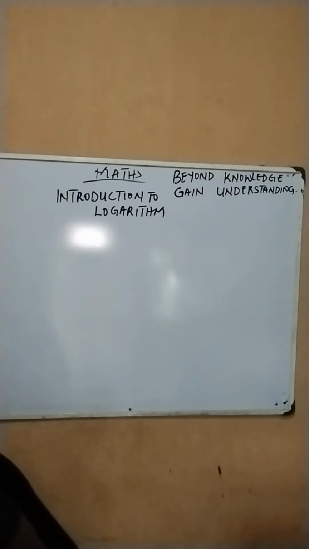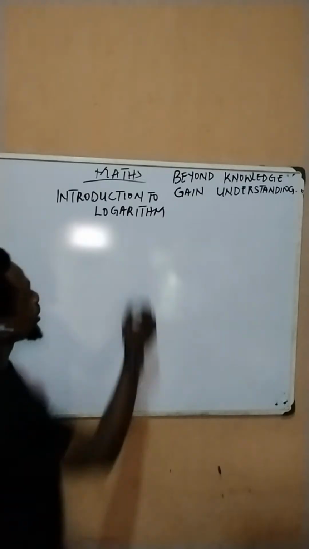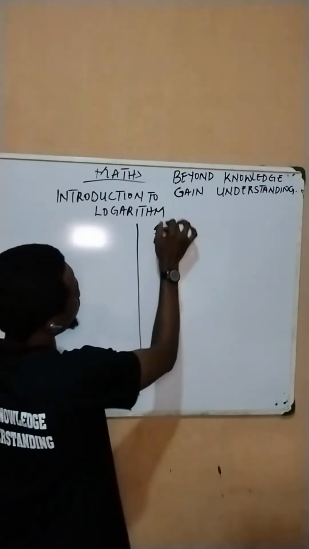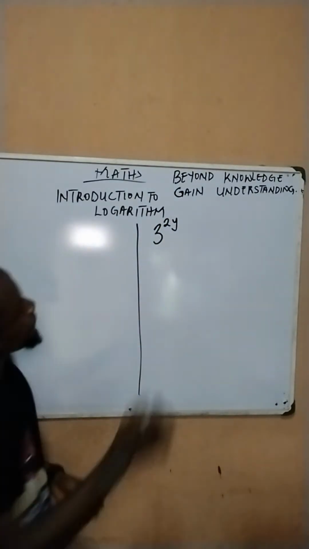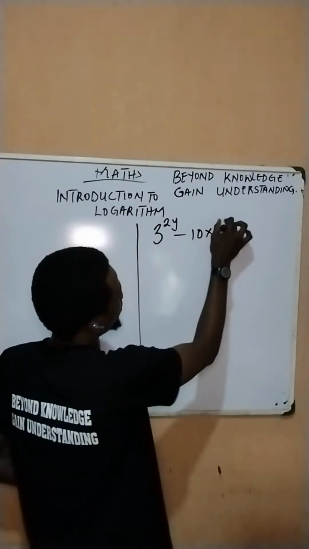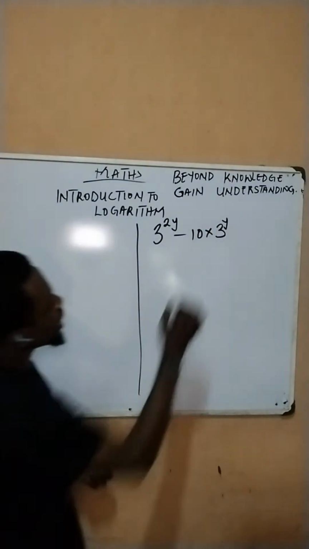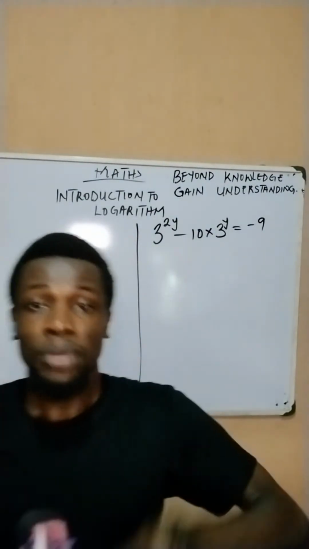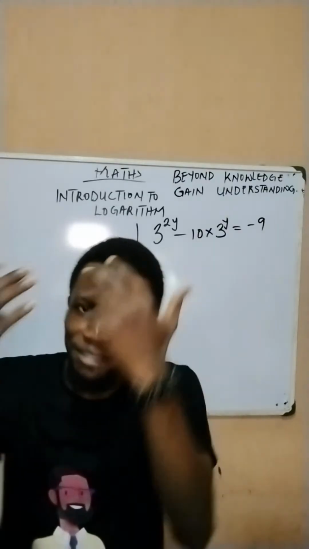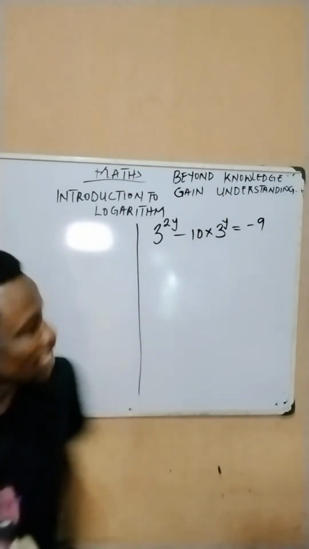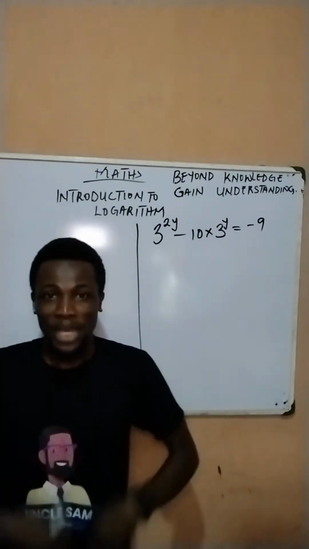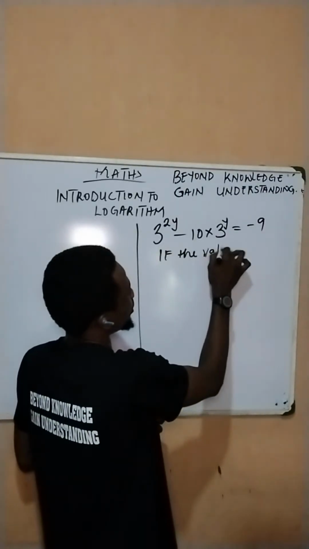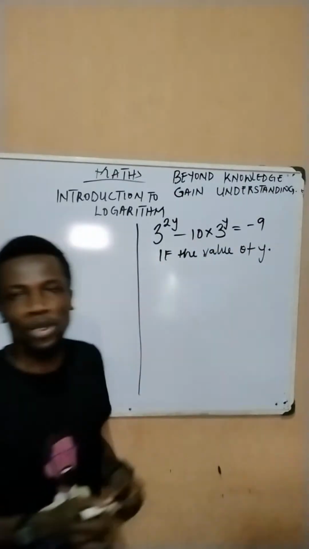So look at the equation that we're going to be solving now. We have an indicial equation, which is 3 raised to the power of 2y, minus 10 multiplied by 3 raised to the power of y, equal to -9. This is an equation that we're going to consider together. Please pay attention and follow me on this journey. Let's do this together. We are asked to find the value of y. So how do we go about solving this equation?